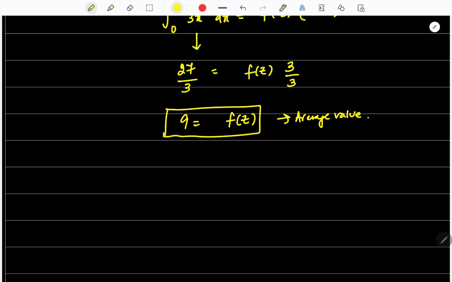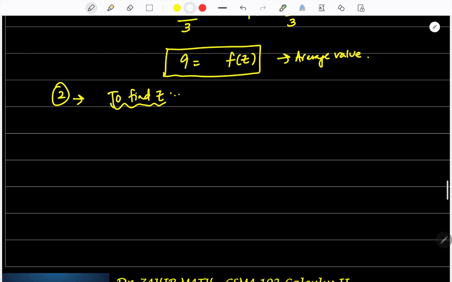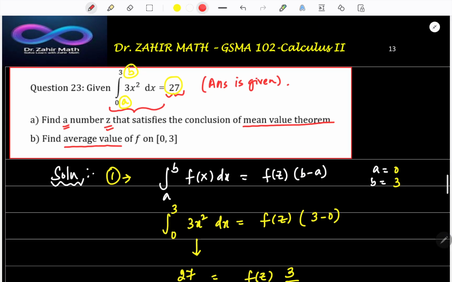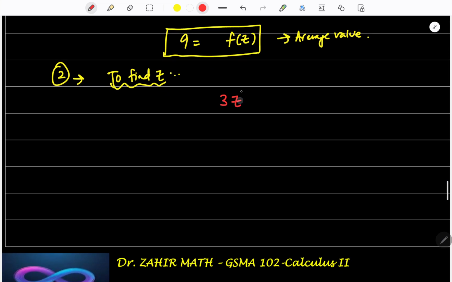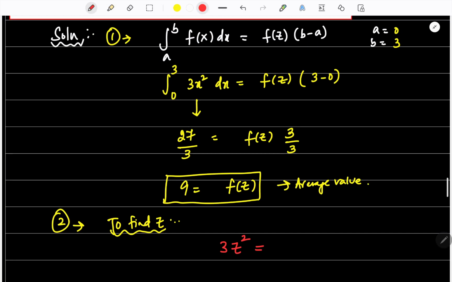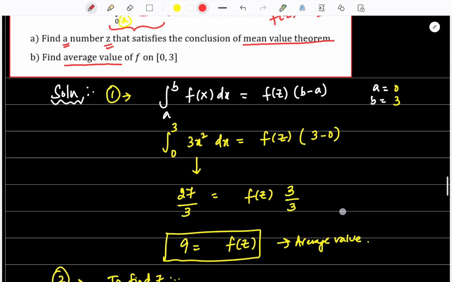Okay, right. Now what is step number 2? Step number 2 is to find z. So to find z, we are going to use the theorem. What is given in your question? This is your f of x. So what is your f of z? f of z is 3z square. So the same thing, you write it as 3z square is equal to, right? 3z square is equal to what?